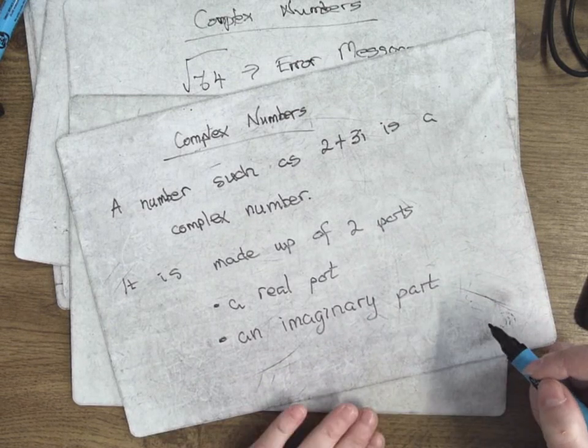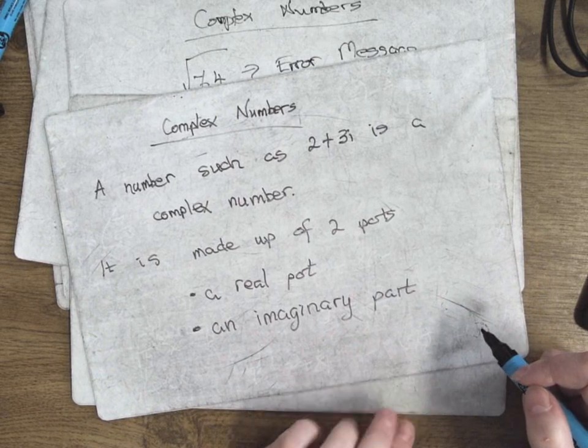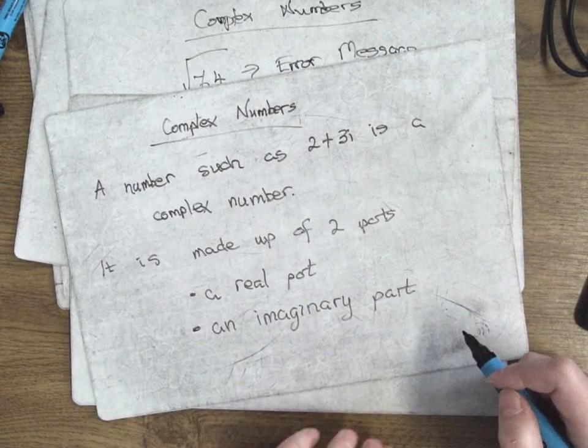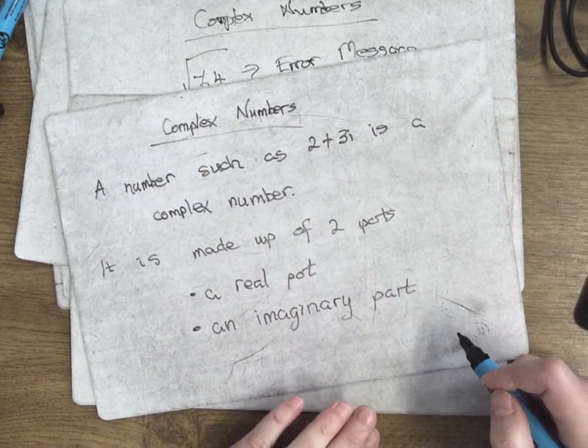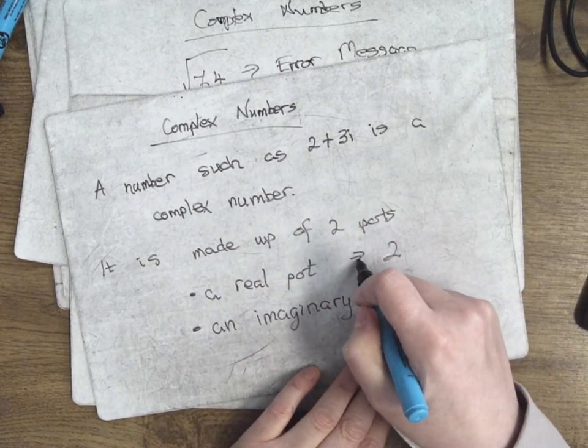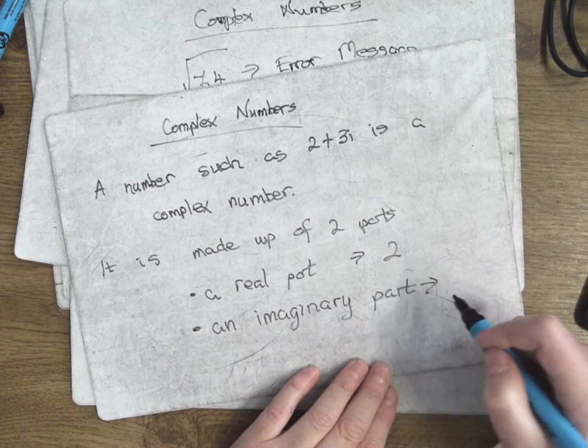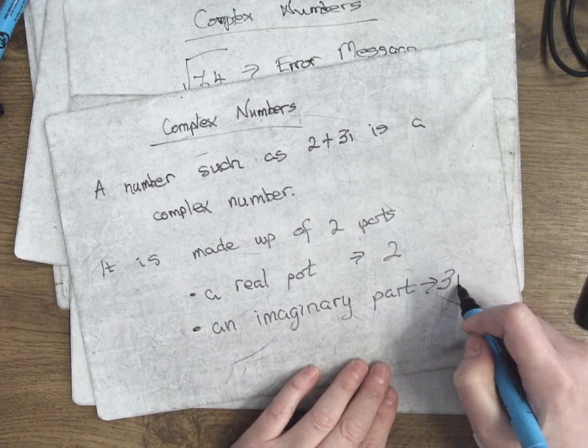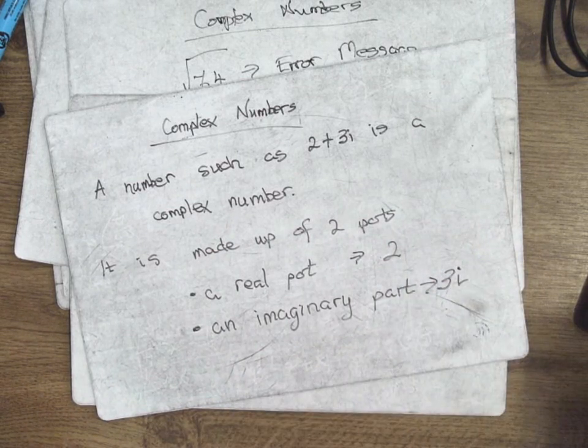So you tell me, in 2 plus 3i, which is the real part? Which part? 2, yeah. And what is the imaginary part? 3i. And how do you know the imaginary part? Because it's got the letter what? i for imaginary. Okay?